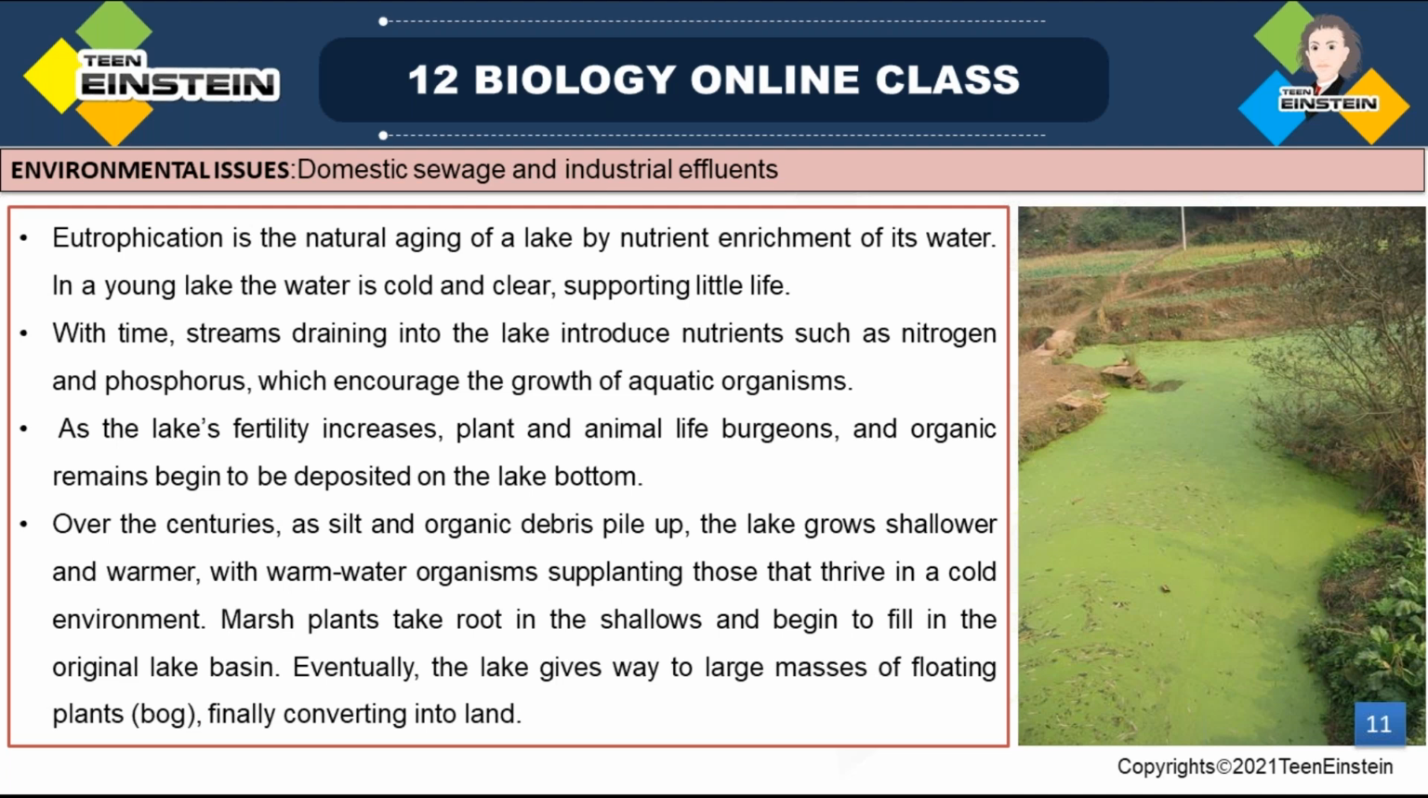Next comes eutrophication. So what is eutrophication? Eutrophication is the natural aging of a lake by nutrient enrichment of its water. In a young lake, the water is cold and clear, supporting little life.